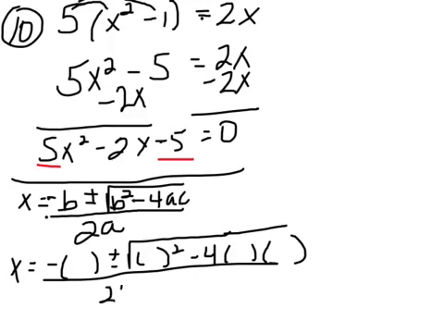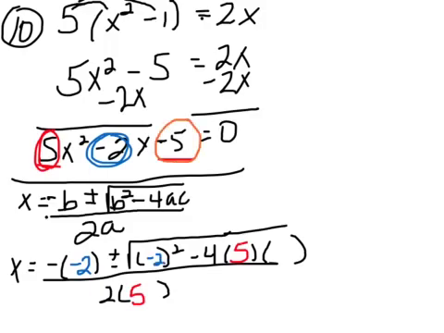Okay? All right, now my a here is the number out in front of my x squared, so it's going to go here and here. My b here is the number in front of the x, so it's going to be negative 2, and it goes here and it goes here. And then my c here is going to be negative 5. Don't forget the sign on it, okay?